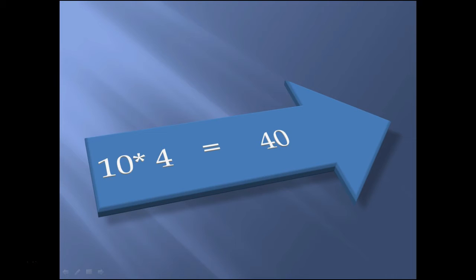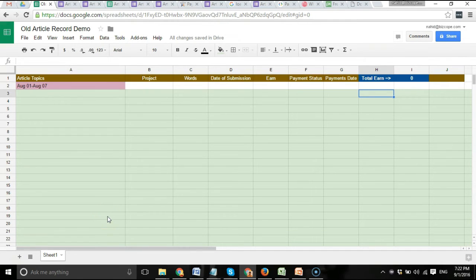What we do right now, I'm just going to show you so you can get some idea. This is the kind of sheet we are using to keep all the records. You can see the columns: this is for the article topic, this is for the project the writer is writing for. This is the words, how many words the writer wrote for the individual topic, when did they submit, how much they earned for that specific article, and this is the payment status, payment date, and this is the total earned for that month.